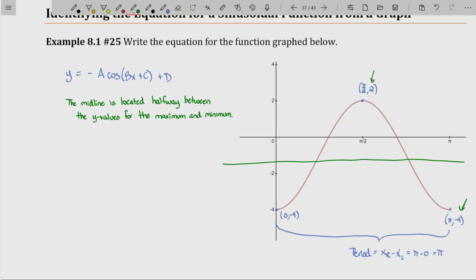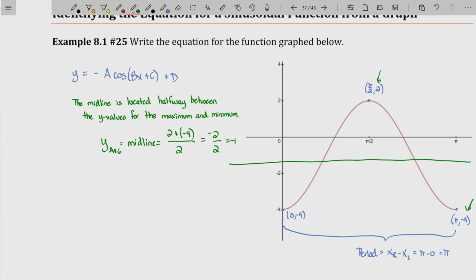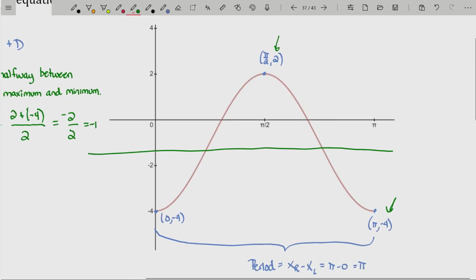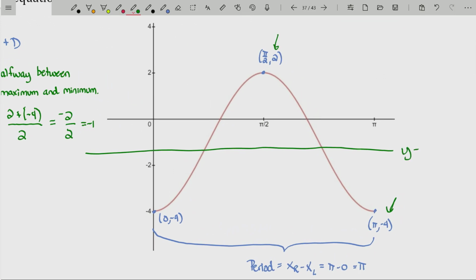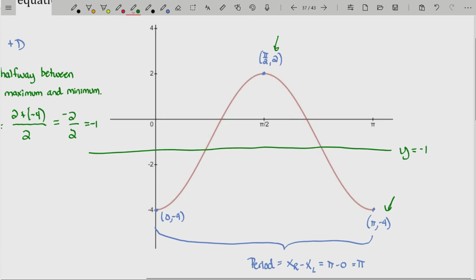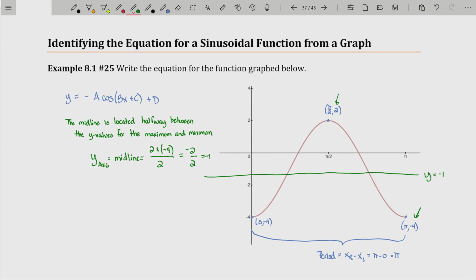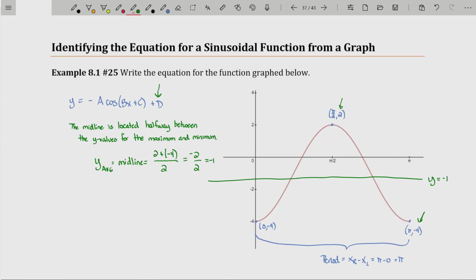So the average of the y values, which is actually equal to the midline, is equal to, well, we'll add those two y values together, the 2 and the -4. That's the y values at the maximum and the minimum, and we'll divide it by 2. If you add them up, you get -2 over 2, and division becomes -1. That works with our logic here, right? This midline looks to be at about -1, so that works out. Now remember what the midline gives us. It gives us D. So we have D all of a sudden.